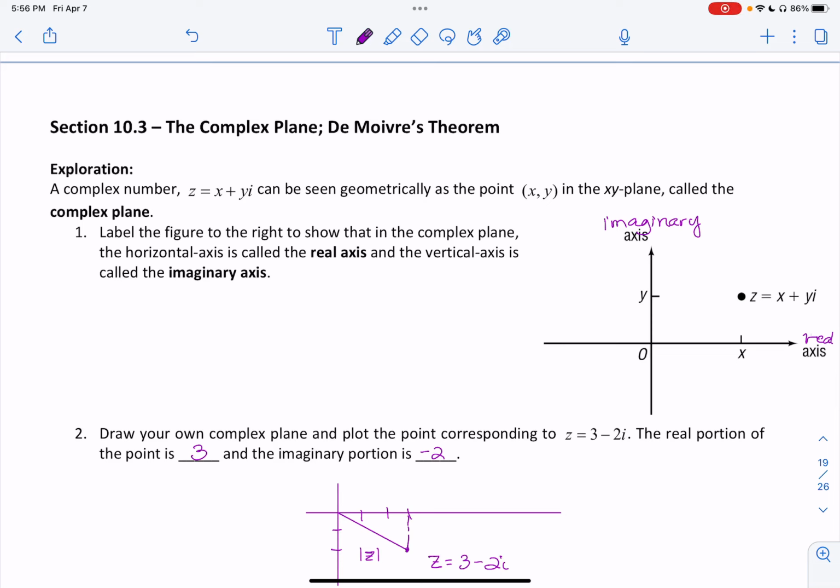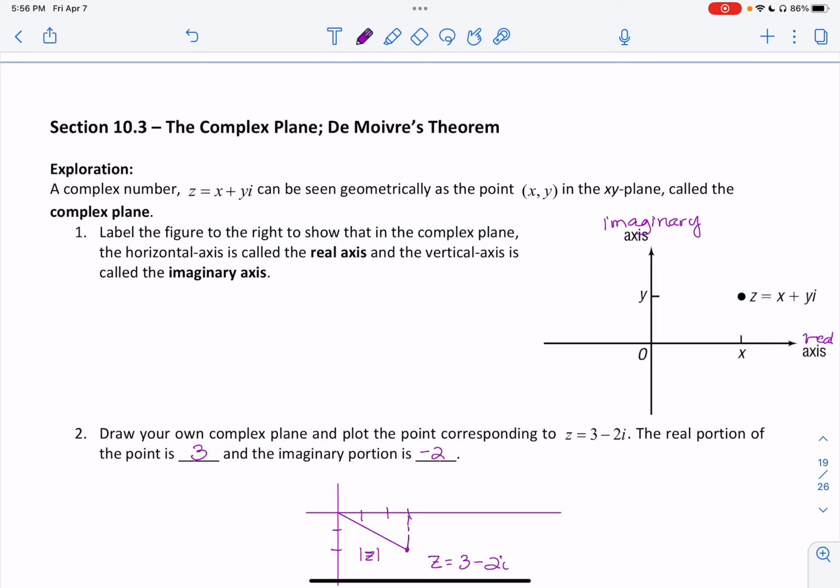Hi, everybody. I wanted to take a few minutes to go over chapter 10, section 10.3 really quick, just if you decide you want to work on that part or work through the study guide for the things that are on the complex plane.